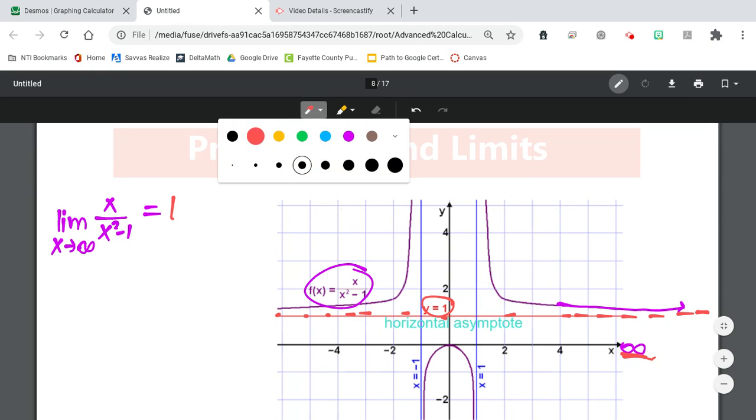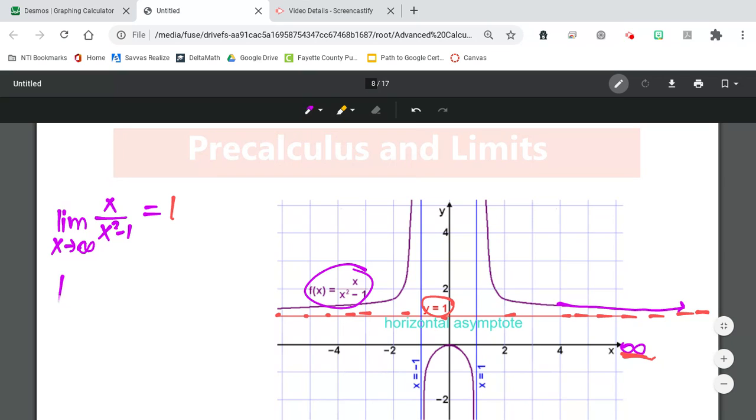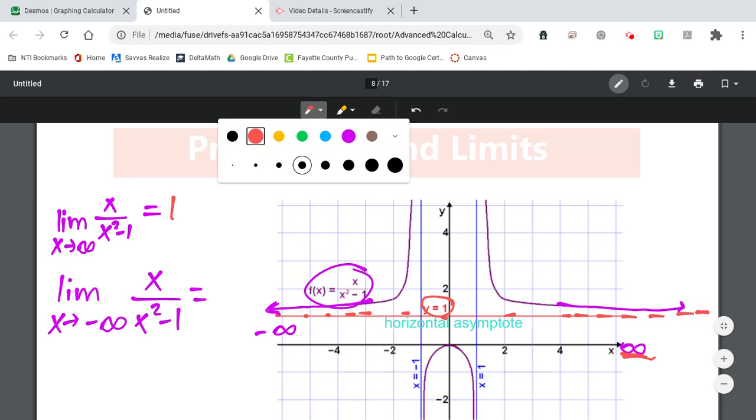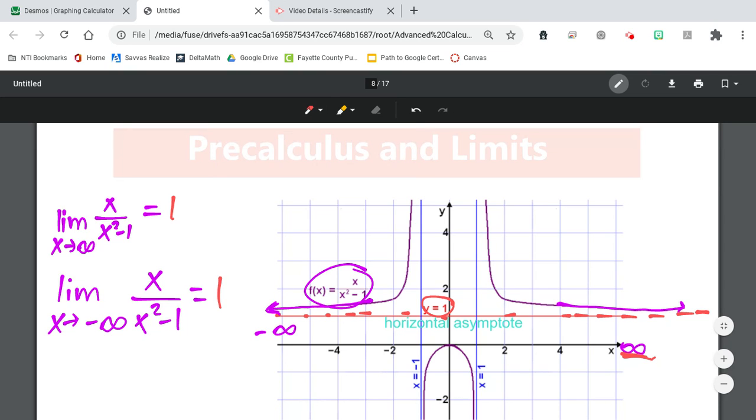And then if I were to go the other direction and find the limit as x approaches negative infinity of the same function, if I were to try to figure out what that was, I would look at the other side, at the negative infinity side of the graph, and as the x values approach negative infinity, the y values also approach the horizontal asymptote. So I would say that the limit as x approaches negative infinity of x over x squared minus 1 is equal to 1.